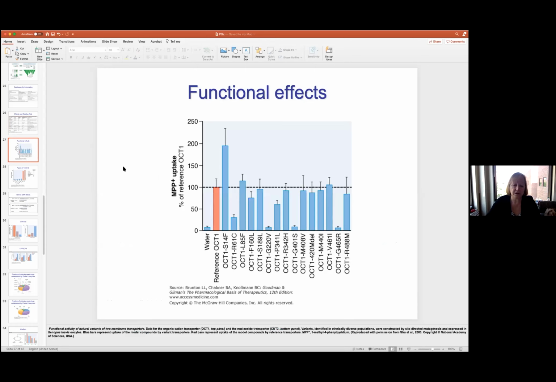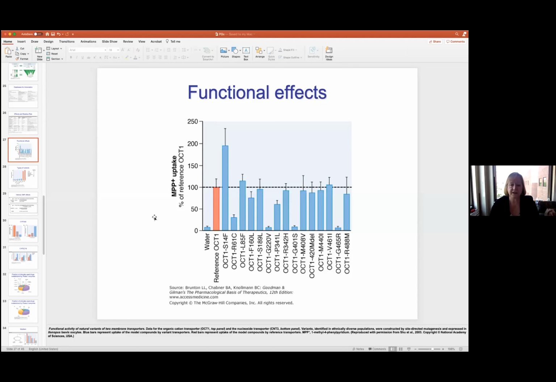So when we're talking about natural variants of an transporter, these are all different variants in the organic cation transporter, OCT1. These were identified in ethnically diverse populations, and what the investigators did was put these sequences containing these polymorphisms into oocytes, have them expressed, and then test their function. So once again, you can test transporters very effectively this way.